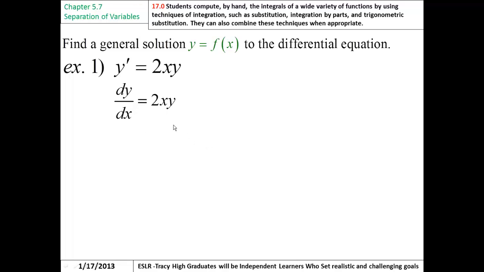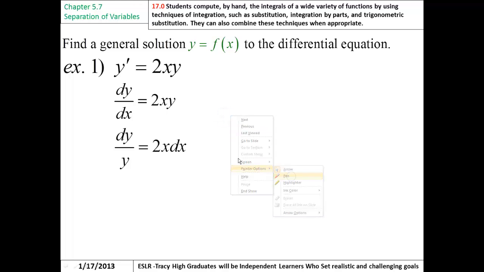Alright, so how do we do this? We need to get the y's and the x's on both sides because we're not doing multivariable calculus. And so usually, in this case, this can be done by multiplying this dx over this way, like so. Multiplying that dx over and dividing that dy down here. So the dx and the y are switching places. And so you get dy over y equals 2x dx.